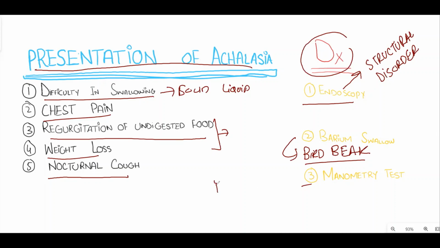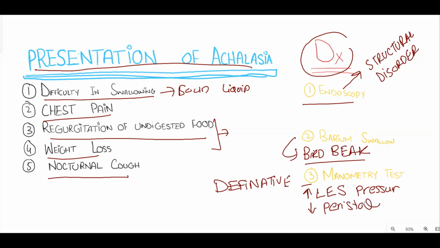Manometry is basically the definitive test for the diagnosis. It shows increased lower esophageal sphincter pressure, decreased peristalsis, and decreased lower esophageal sphincter relaxation.